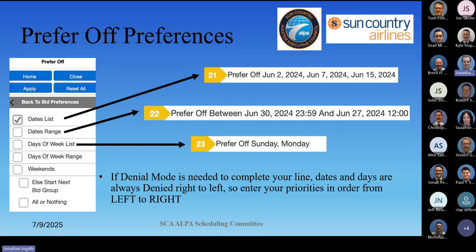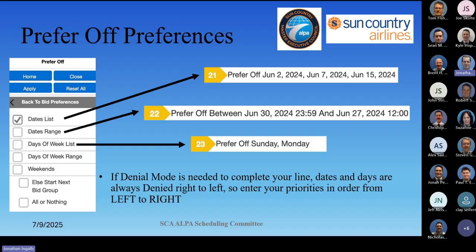If it denies both of those and has to move into the next thing, now you're preferring off between June 30th at essentially midnight and June 27th at noon. You've told the system, because June 30th is up front and June 27th is behind it, that June 30th at midnight is the most important side of that window to be off on. So it starts at June 27th at 12:01 and sees if it can build you a trip, then moves to June 27 at 12:02, 12:03, 12:04, and minute by minute incrementally opens that up, slowly working its way back towards June 30th at midnight, trying to see if it can build you to the credit window.